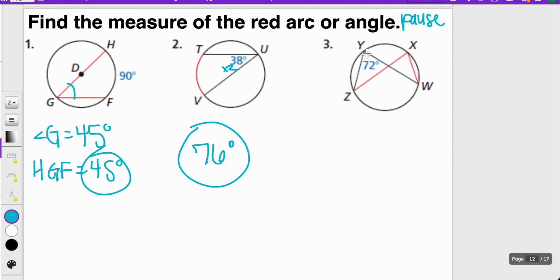And then lastly, I am looking for this matching angle. This angle is intercepting the same arc ZW that the previous angle was, so that means it is also equal to 72 degrees.